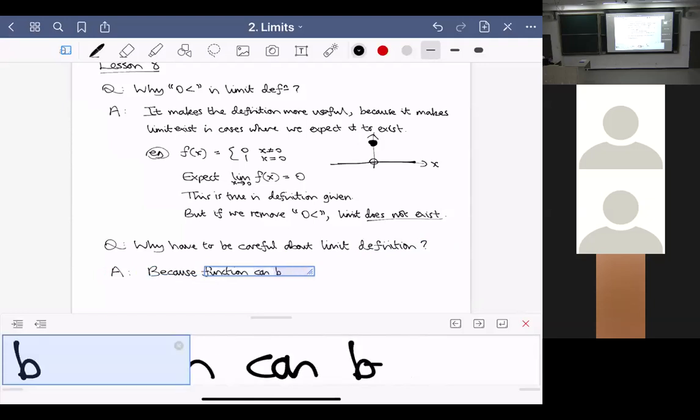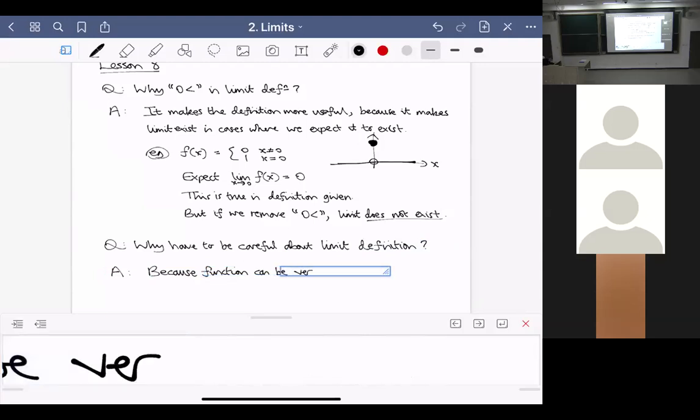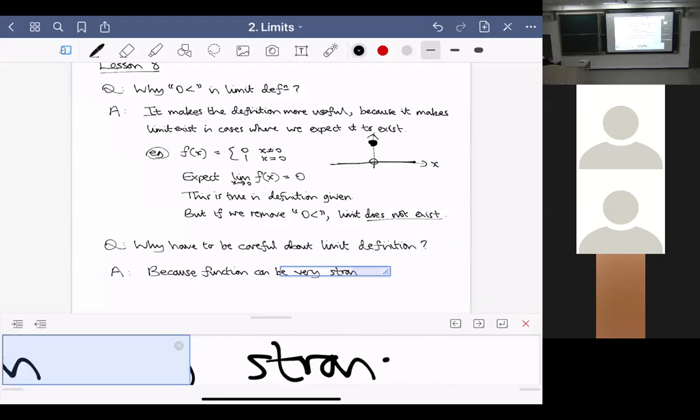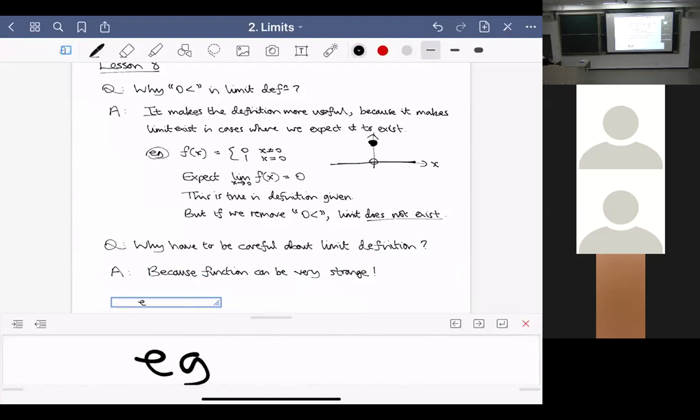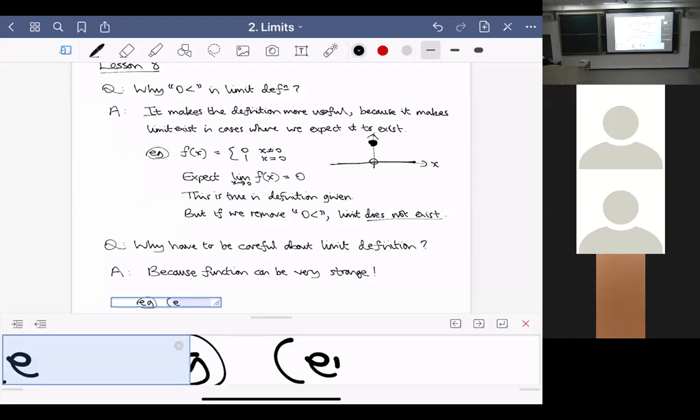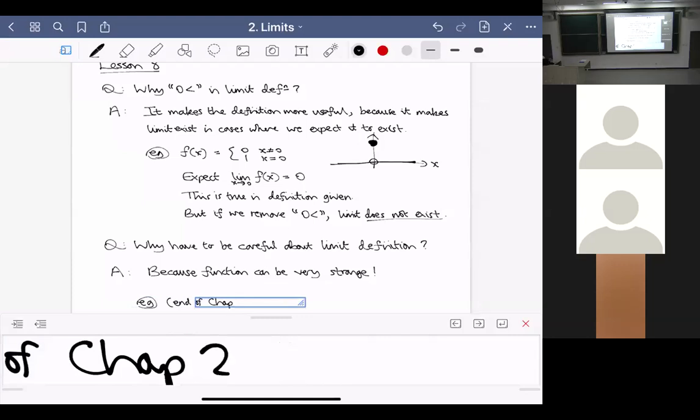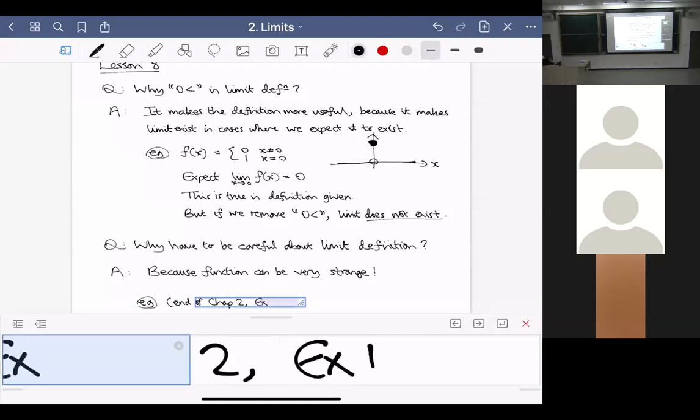So this was mentioned last time when one of you mentioned the Cantor set. So that's one example that gives a very strange function, but let me just give a simpler one, which is from the book. End of chapter 2, exercise 17.